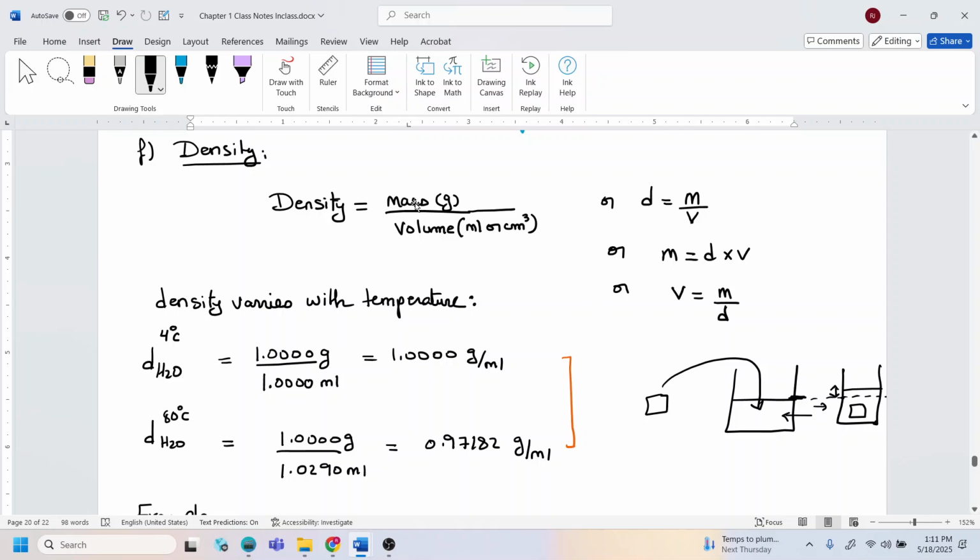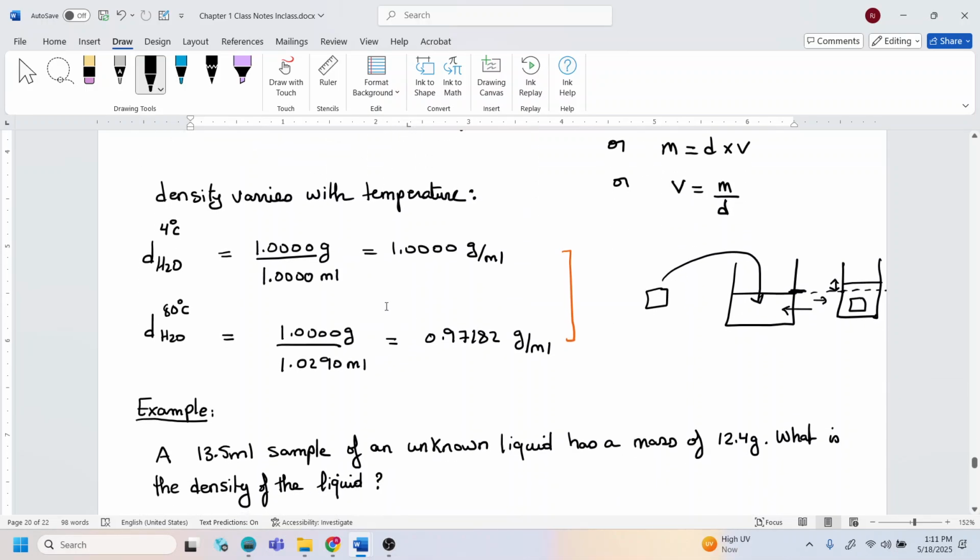So when we say density is equal to mass over the volume, we can rearrange that, and we can get two more different equations with the mass and the volume to be the unknowns. So mass is the density times the volume, and the volume is the mass divided by the density. All of those will be included in your cheat sheet, so you don't have to memorize any.